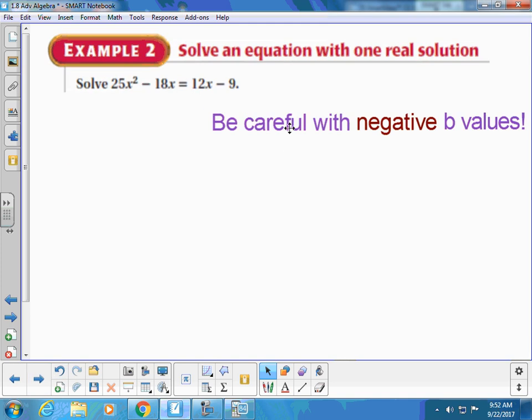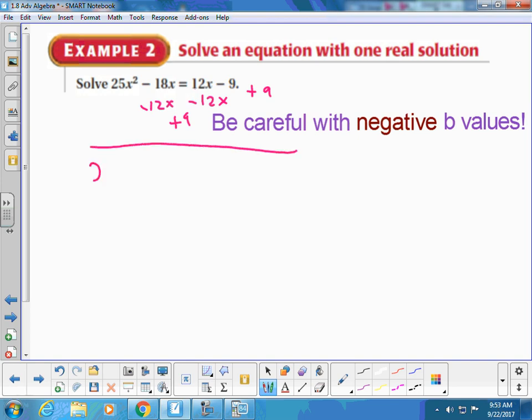Alright, let's try another one. Here's number 2. Is it set equal to 0 right now? No, yeah. We need to get everything set equal to 0. So minus 12x over to the side. The 18x and the negative 12x will combine to negative 30x. And then how can I move over the negative 9? Do a plus 9. I'm doing it all in one step. I'm sorry. I normally don't like making it this messy. So it's 25x squared minus 30x plus 9 equals 0.